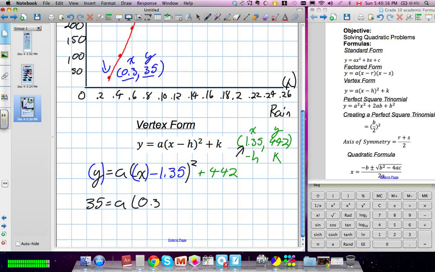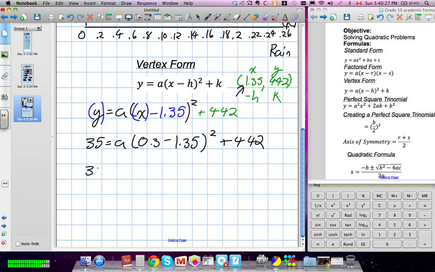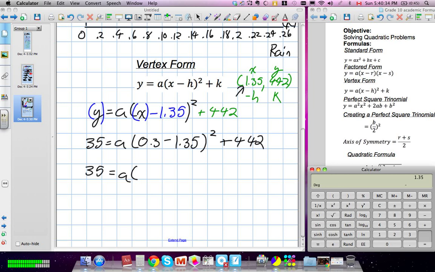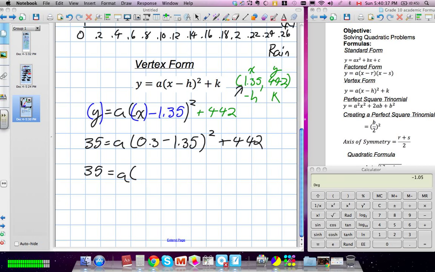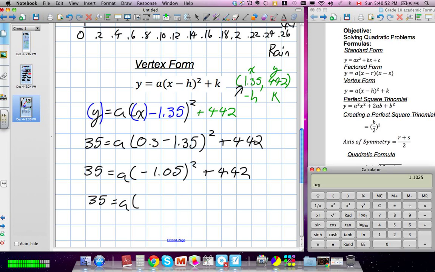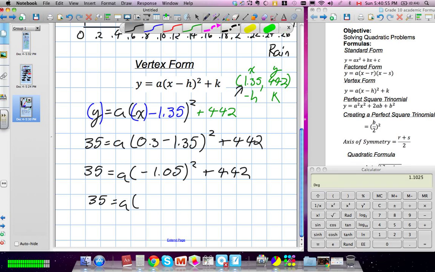Now we got a lot to calculate. 35 is equal to A. What does that become? 0.3 subtract 1.35 gives us negative 1.05 squared plus 442. What is negative 1.05 squared? 1.1025 plus 442. Now, before I start dividing stuff, I'm actually going to move the 442 to the other side. So we'll get 35, subtract that amount.